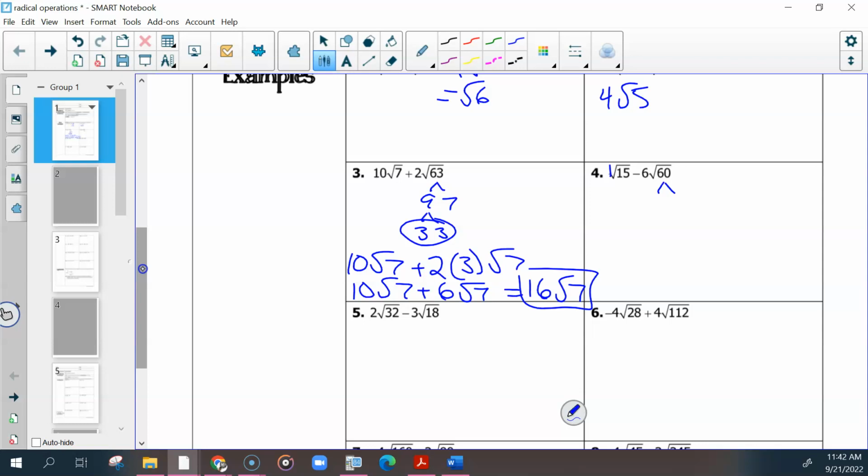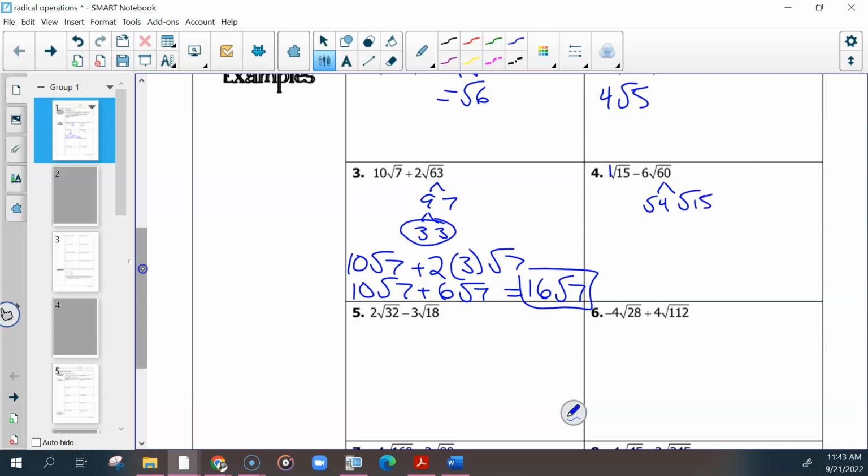Think about your perfect squares under 60. 49 is too close. 36 times 2 is 72, so that wouldn't work. 25 times 2 is 50, so that wouldn't work. 16 is close, but 16 times 2 is 32. 16 times 3 is 48. Times 4 is 64. That would go over. Given 4. Sometimes the highest is not very high at all.